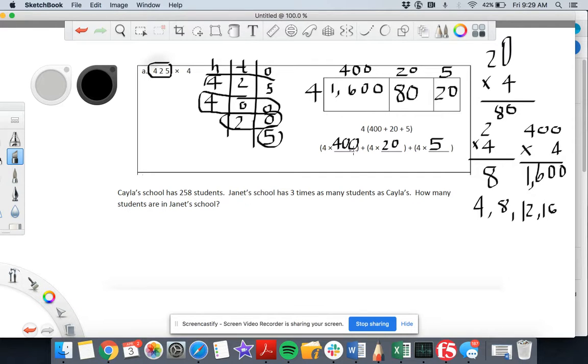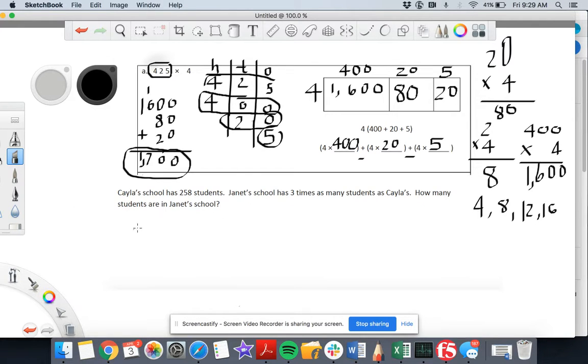And then what's my last step after all of that? I need to add. So I'm going to simply add all of these products together. So I'm going to add 1,600 plus 80 plus 20, and that comes out to be 0 plus 0, 0, 0. 8 plus 2 is 10. 6 plus 1 is 7. And I'm going to bring down my 1. And my answer ends up being 1,700.